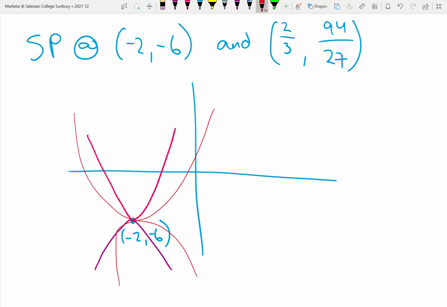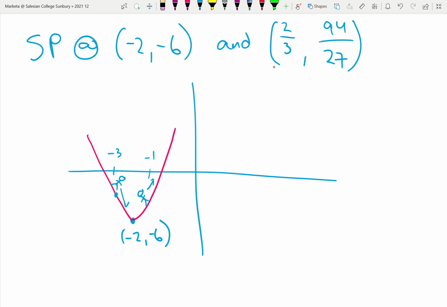The point is that if we find that the gradient at negative 3, for example, is negative, then we know that it can't be the purple graph or this one there. Then if we find that the gradient after negative 2, so just say negative 1, just say that's positive, well then it can't be this one because that's negative.